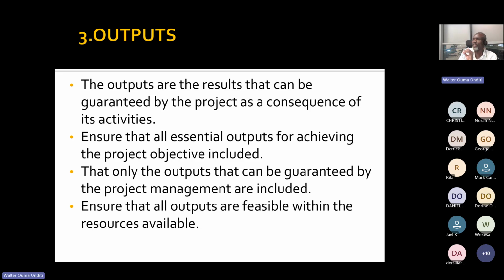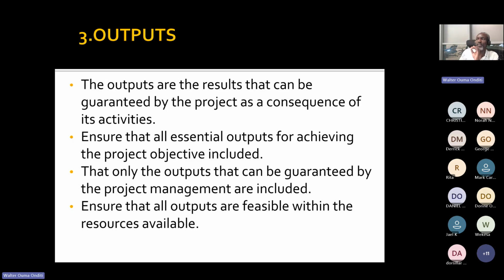Now, only the outputs that can be guaranteed by the project management are included. Remember, you can plan for many things. You can do many things within the project, but some of them are not aligned to the result, or some of them are more processes. So when you talk about result-based, we say, if you do A it should give you these results, and you should be able to link your activities that way.